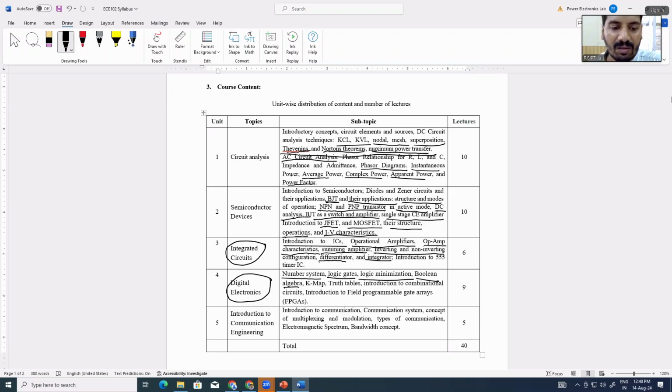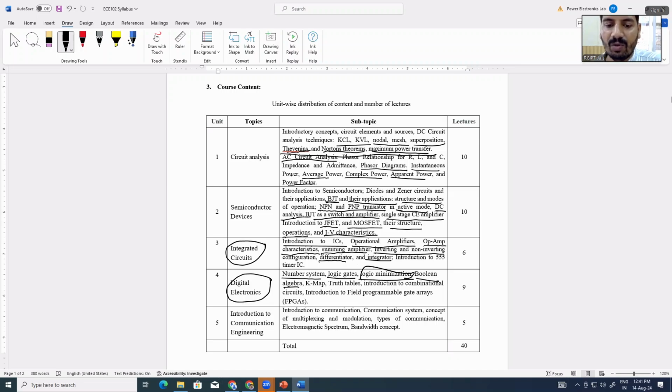So in digital electronics, you have to study the number system, then logic gates, then how to minimize logic. If you have a multiple-variable logic system, how can we minimize that logic so that the number of logic gates used can be minimized? By using the minimum number of logic gates to design your logic circuit, that is the primary objective. That's why logic minimization is very important.